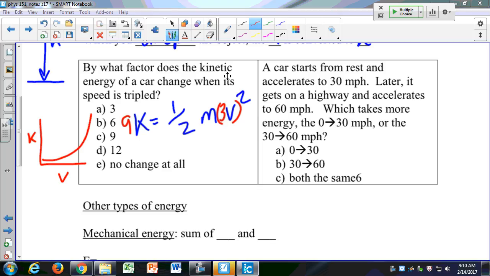As I go from 0 to 30, as I go from here to here, the amount of energy that I require is this amount. But watch, when I go from 30 to 60 miles an hour, this is the amount of energy that I require. I require a heck of a lot more energy. The reason is that my energy is proportional to V squared. So as V increases, the energy increases by a lot more because it's squared here.